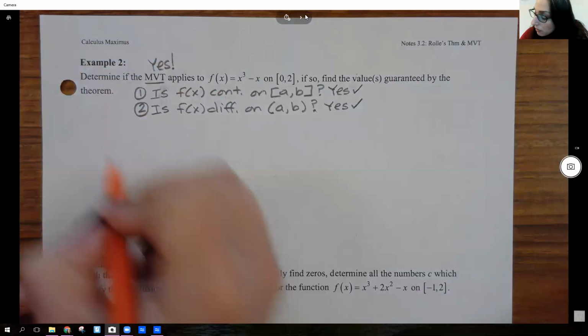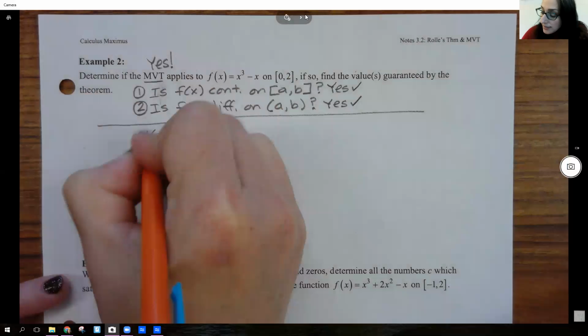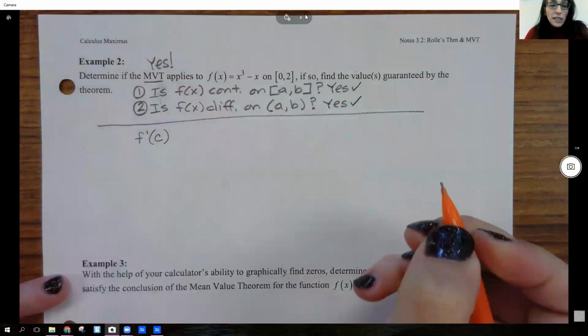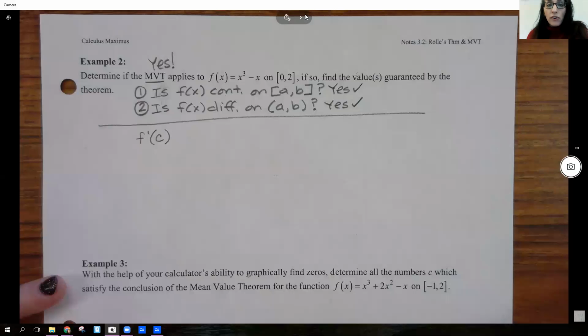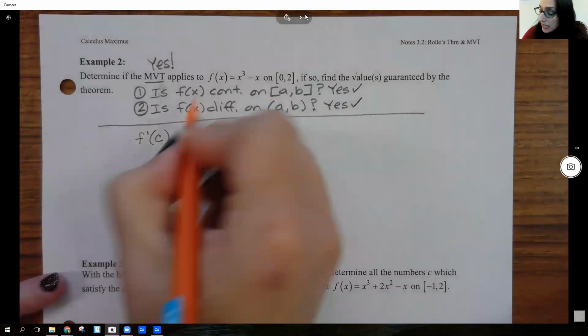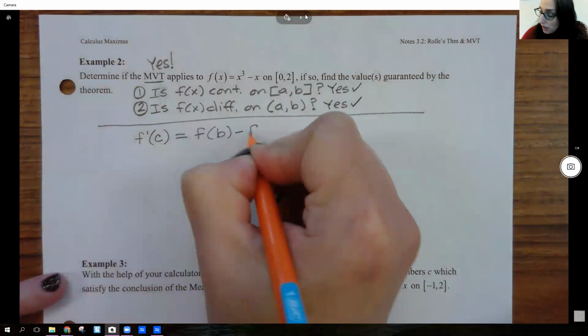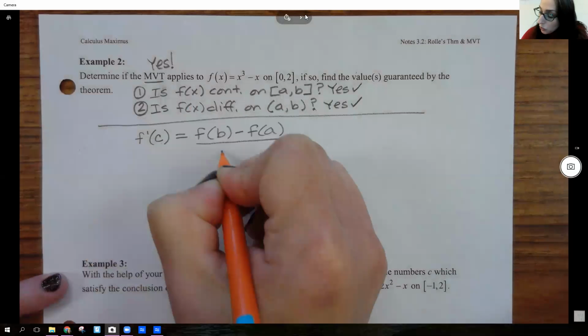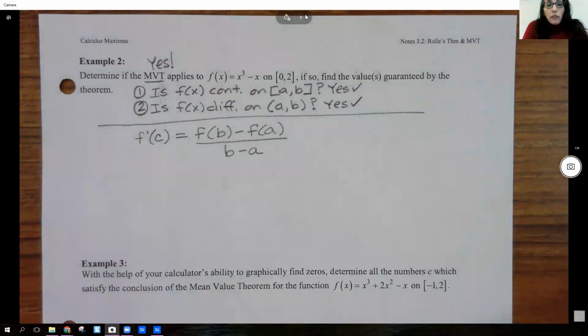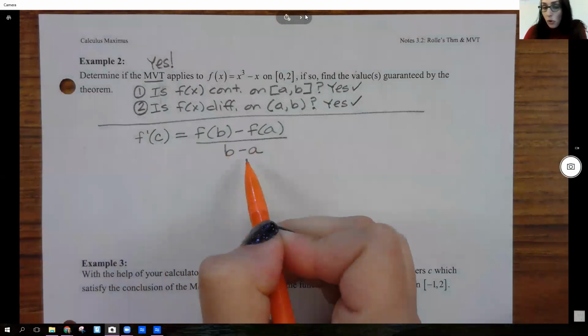So now, knowing that, we are guaranteed that there is some c value. They use c because they don't want to keep using x over and over again. c is a particular x value such that the derivative at that point is equal to the slope of the secant line using the endpoints. So when you do this, you use the endpoints for the slope.